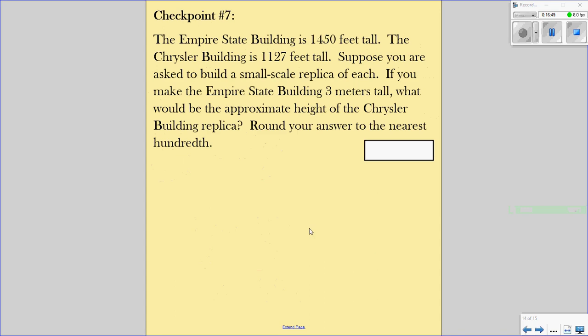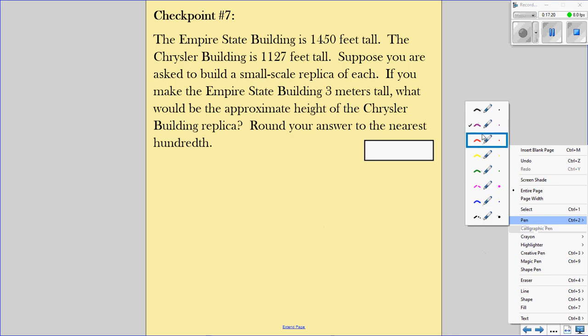Right, the next one. The Empire State Building. Oh, we were talking about that with the scale model. The Empire State Building is 1450 feet tall. The Chrysler Building is 1127 feet tall. Suppose you are asked to build a small scale replica of each. If you make the Empire State Building 3 meters tall, what would be the approximate height of the Chrysler Building replica? And round your answer to the nearest hundredth. All right.